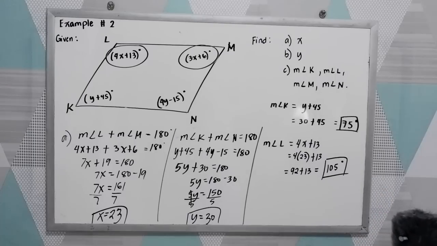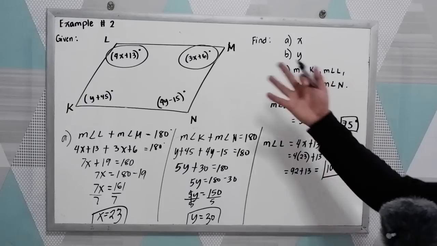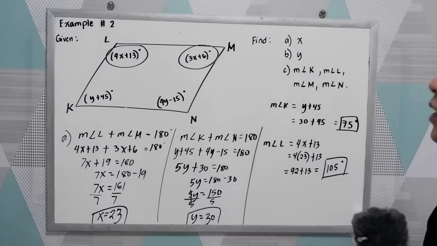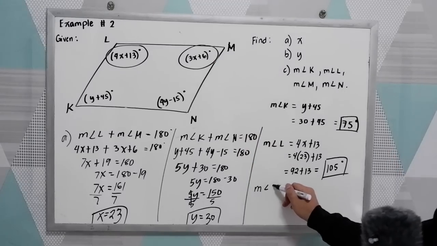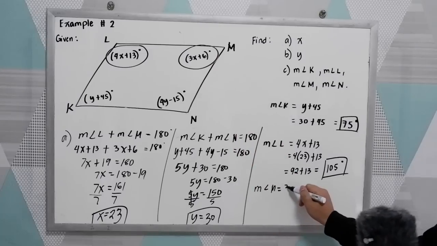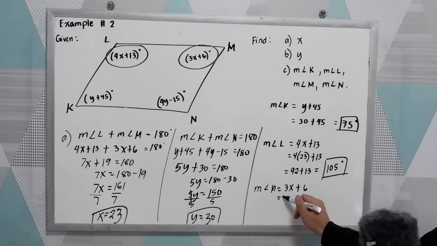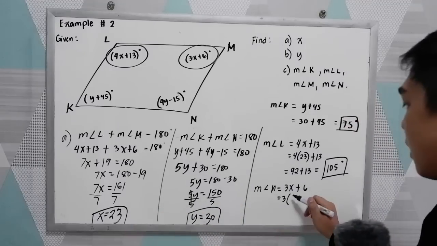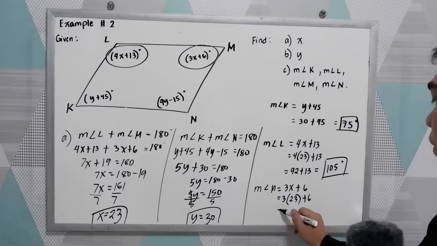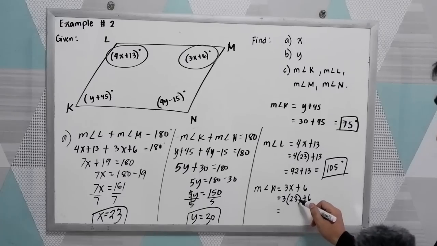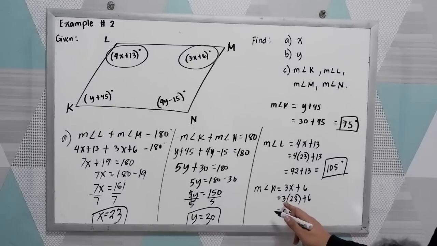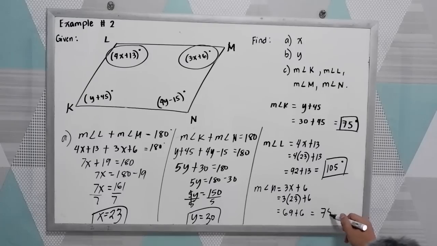Okay, 105 degrees. And now you can use our property number 2, the opposite angles are congruent. Or if you want, just substitute again using our given. So measure of angle M is equal to 3x plus 6. So we have 3 times x, which is 23, plus 6. 3 times 23 is 69, plus 6, that is 75 degrees.